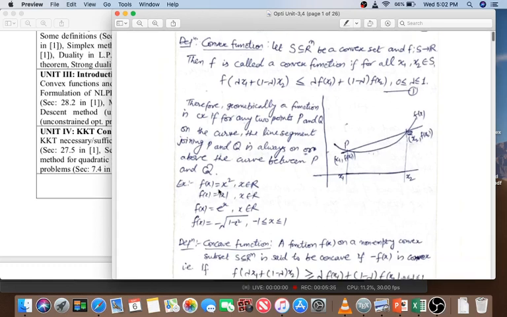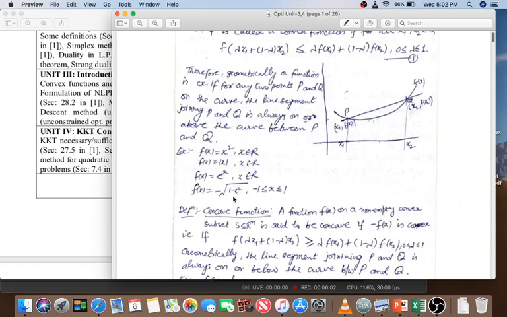Examples are like, you can see f(x) = x². It is a simple parabola. If you take any 2 points on the parabola and join them, the line will always come above the curve. Similarly, |x|, you know how to draw |x|. |x| is also an example, or you can take e^x. e^x is also going above the curve. You can plot all these graphs easily and see it.